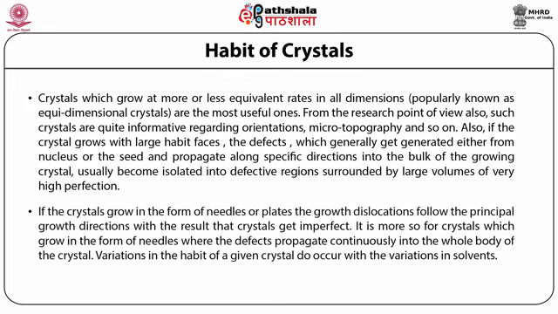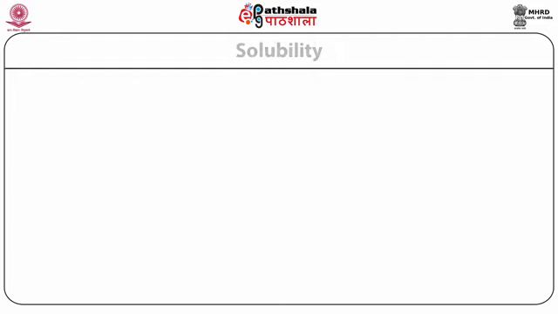If the crystals grow in the form of needles or plates, the growth dislocations follow the principal growth directions with the result that crystals get imperfect. It is more so for crystals which grow in the form of needles where the defects propagate continuously into the whole body of the crystal. Variations in the habit of a given crystal do occur with the variations in solvents. Next we come to solubility.